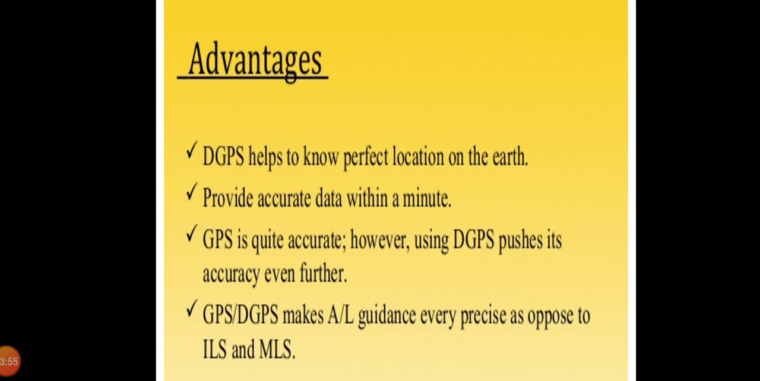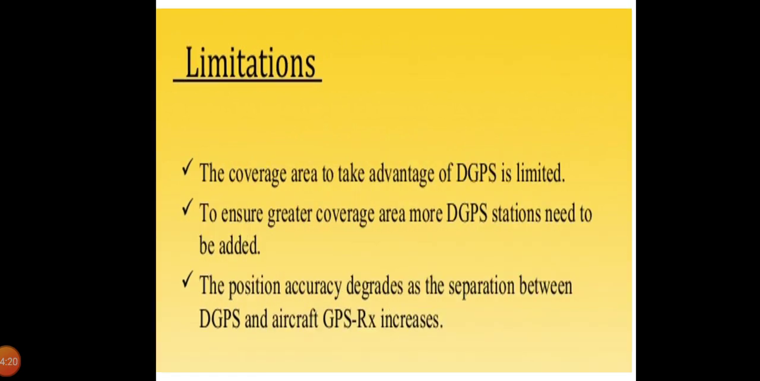So here are some of the advantages of DGPS. DGPS helps to know the perfect location on the earth, and it provides accurate data within a minute. GPS is quite accurate, however using DGPS improves its accuracy even further. GPS and DGPS make aircraft landing guidance very precise as opposed to ILS and MLS.